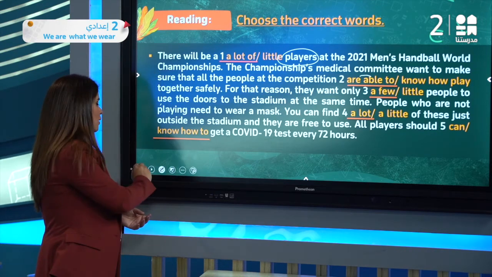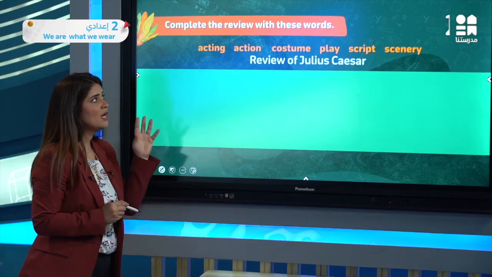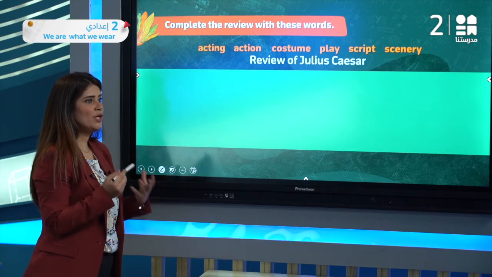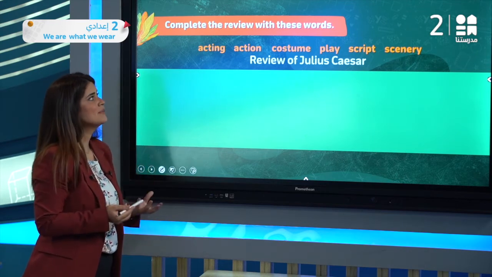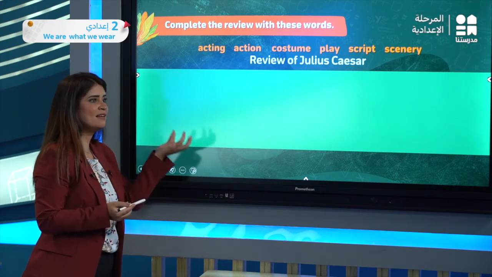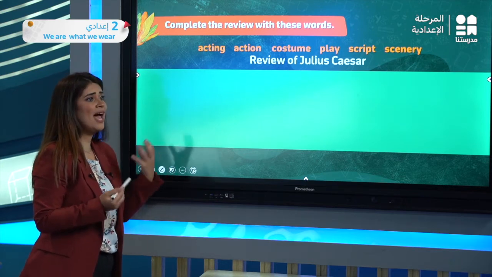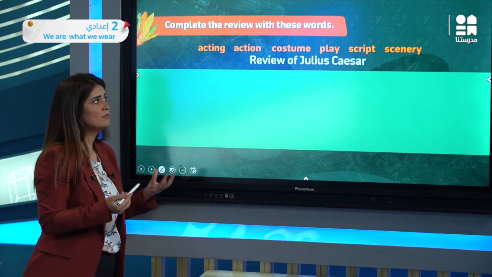Okay. So, complete the review with these words: acting, action, costume, play, script, and scenery. And let me remind you of the meaning of every one of them. خلوني أفكركم كل كلمة معناها إيه. طبعا acting like when you perform in a play or in a movie يعني التمثيل. Action, the action itself that happens during the movie. الحدث نفسه. Costume اللي هو الأوتفيت أو الزي اللي بيتلبس في المسرحية أو in a movie في الفيلم.